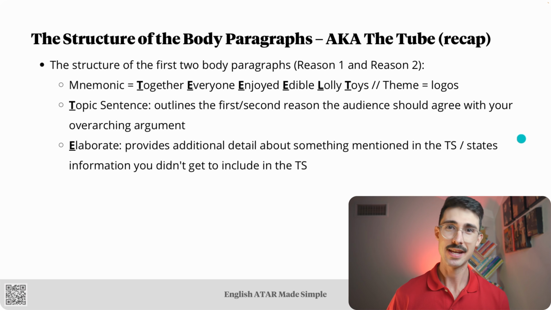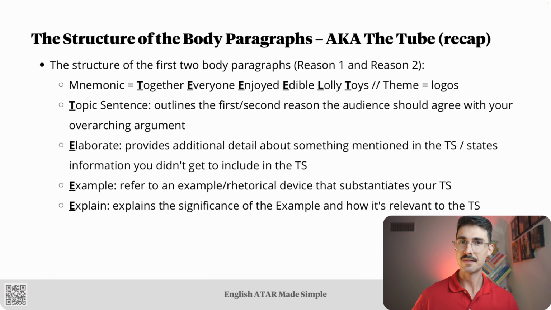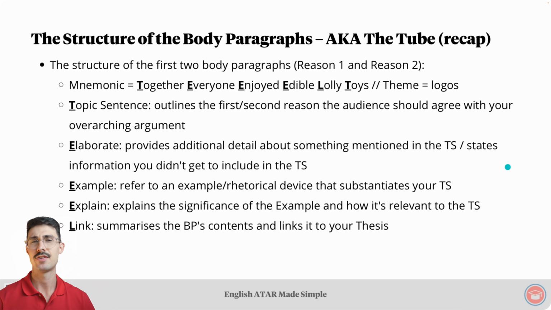After the T, we have the E, which is the elaborate. This provides additional detail about something mentioned in the topic sentence, or it states information that you didn't get to include in the topic sentence. From there, we have the example. This requires you to refer to an example or rhetorical device that backs up your topic sentence. After the example, we have the explain. This explains the significance of the example and how it's relevant to the topic sentence. Second last element of these first 2 body paragraphs is the link, which summarizes the body paragraph's contents and then links that to your overarching argument, your thesis.